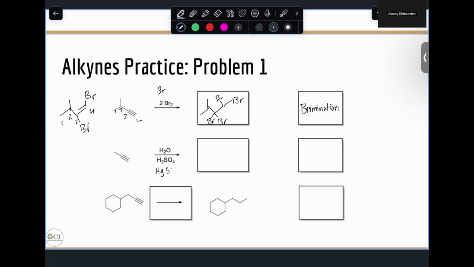This is missing a reactant. This should have H2SO4. And what this does is, remember, it forms the more substituted enol, and that tautomerizes into the ketone. And this is acid-catalyzed hydration.